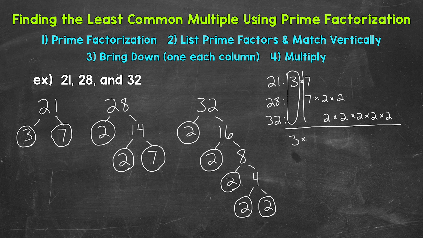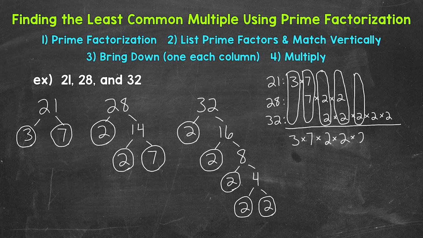Times, we have a 7 column here. Now there are 2 7s there, but we only bring down 1 7 to represent that column. Times, next, we have a column of twos. So bring down a two to represent that column. And then another column of twos. So bring down another two to represent that column. Times. We have one, two here, but it is a column. So bring down a two. Times another two here. Times another two here. So we end up with 3 times 7 times 2 times 2 times 2 times 2 times 2.